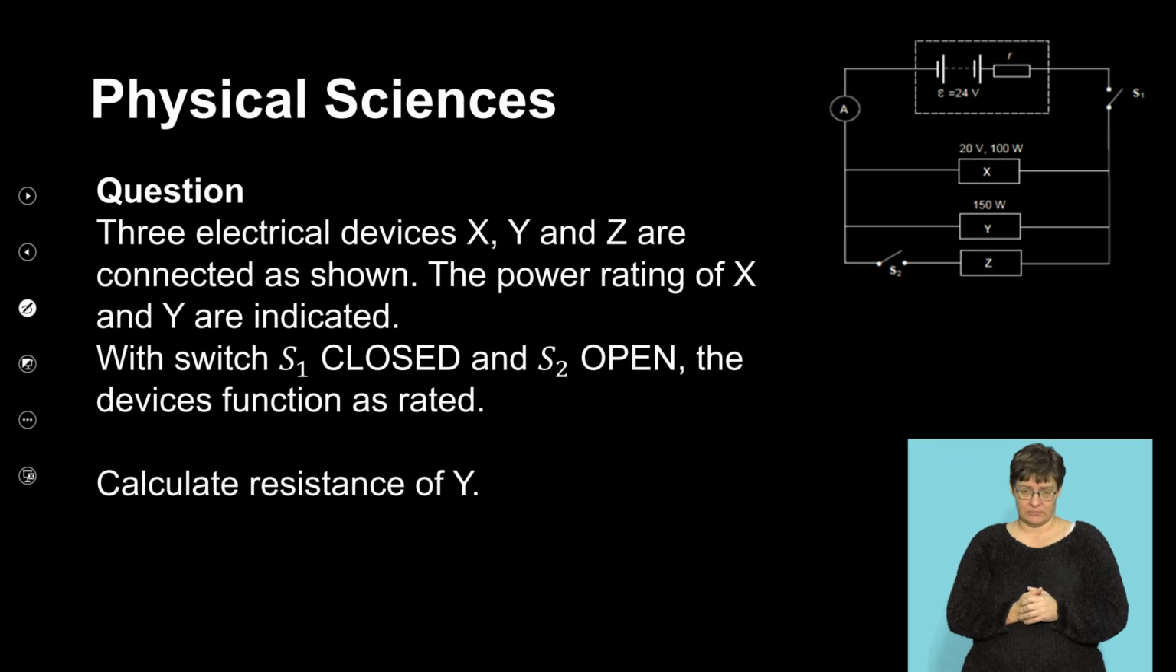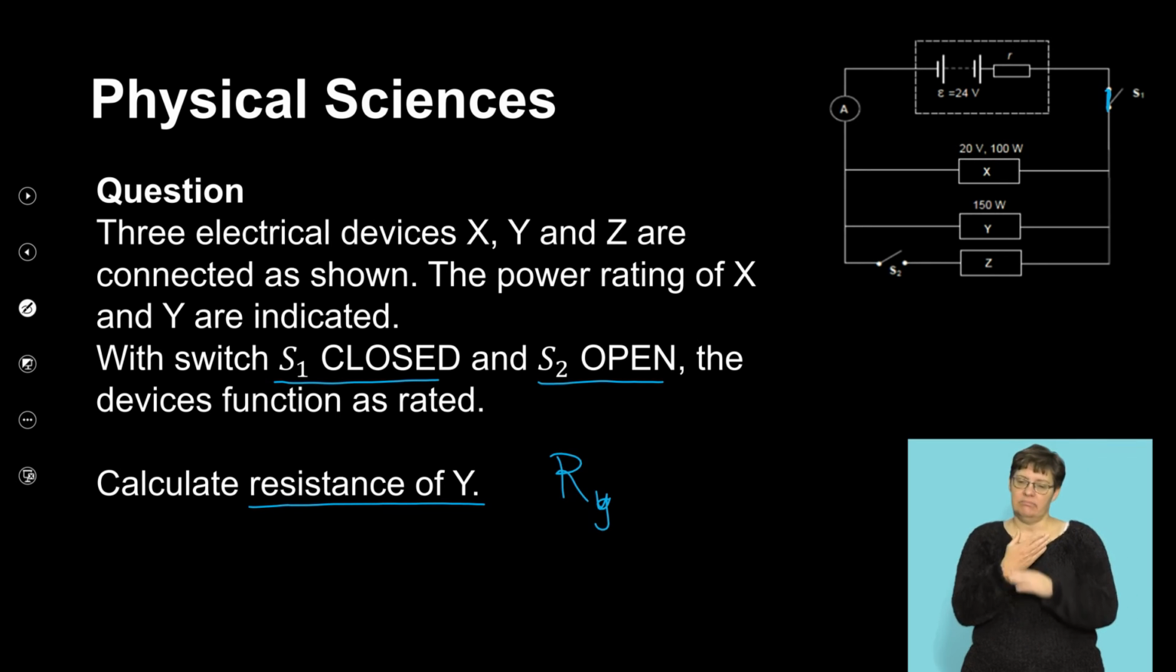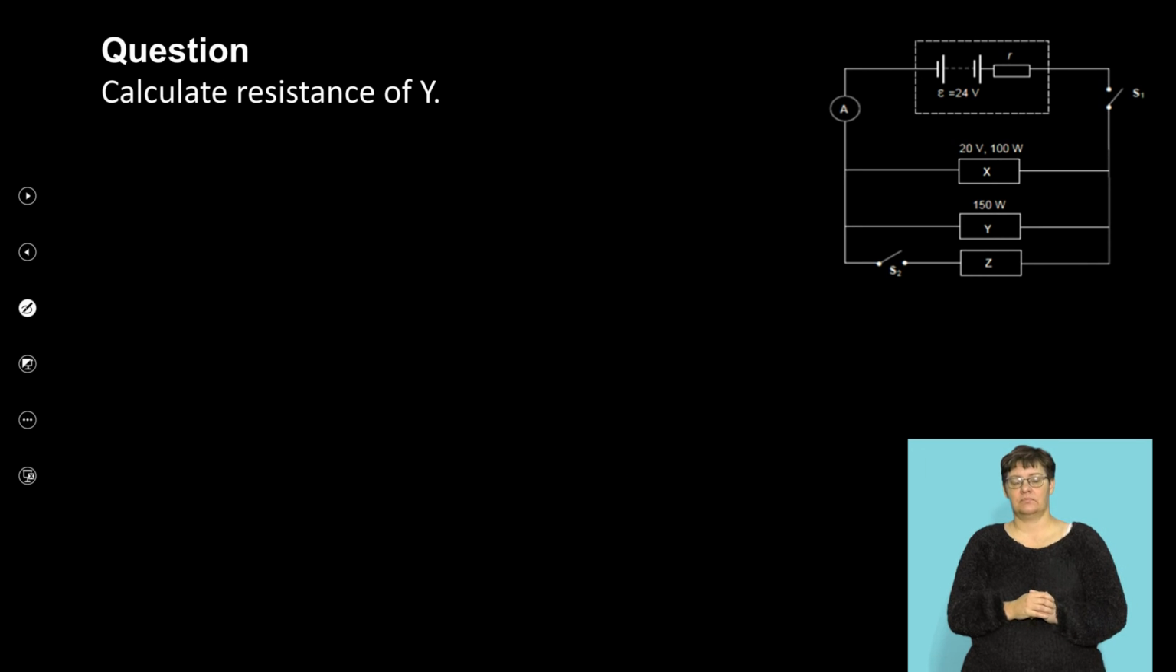And then the follow-up question. Now, switch S1 is still closed, and S2 is still open. So for argument's sake, we're going to close that switch once again, and these devices operate as rated. Now the question wants us to calculate the resistance of Y. In terms of notation, we'll use R of Y. This is what we want. So if S1 is closed, we want the resistance of Y.